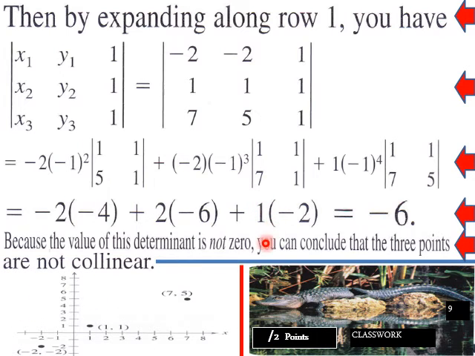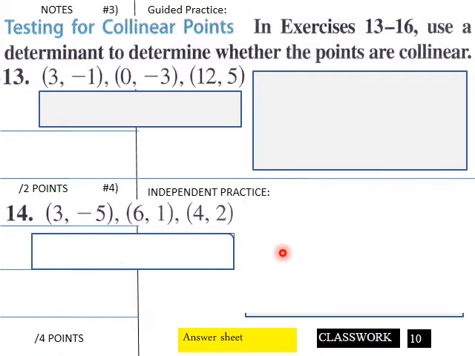Okay? Because the value of this determinant is not 0, you can conclude that the 3 points are not collinear just by doing that test. And let's try one here. Use a determinant to determine whether these points are collinear up here. Here's yours down here, students. Do that one yourself. We'll do this one up here.